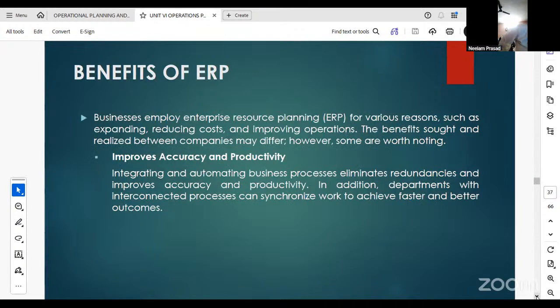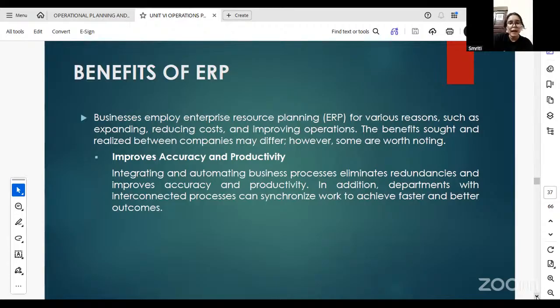Benefits of ERP. Businesses employ enterprise resource planning for various reasons such as expanding, reducing costs, and improving operations. The benefits sought and realized between companies may differ, however, some are worth noting.